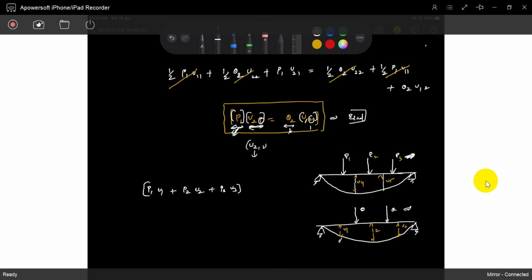First system of forces multiplied with the deformation in the same direction, and the deformation caused by the second system of forces is equal to Q4 U4, Q5 U5. That is the meaning. Understood? So I will explain. I will write the exact definition.